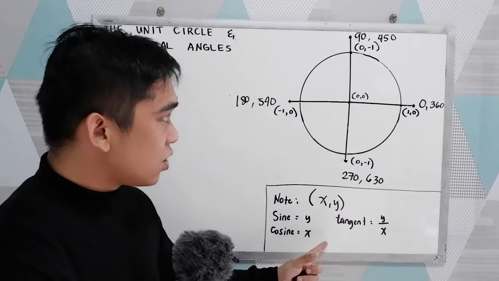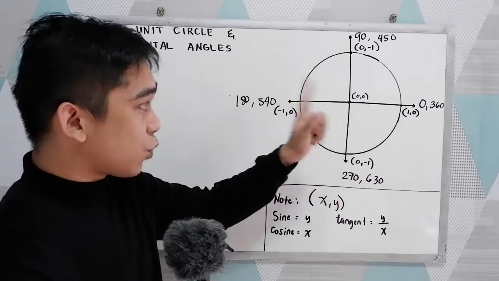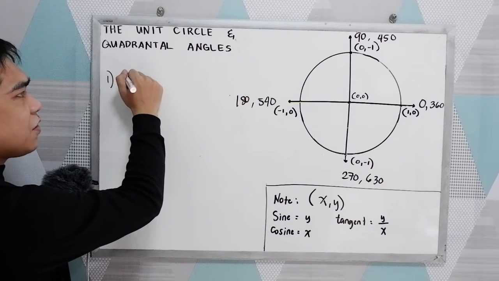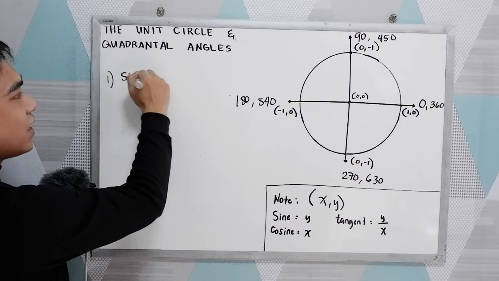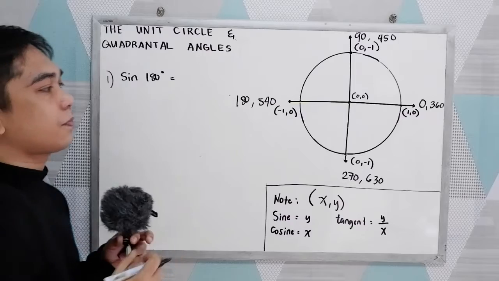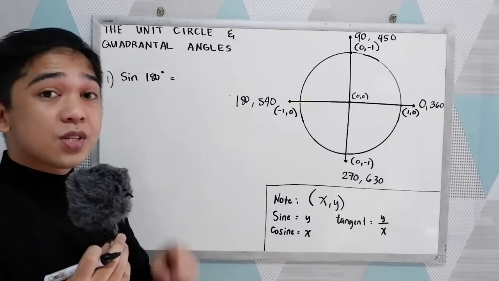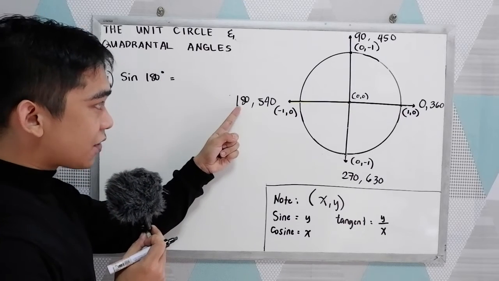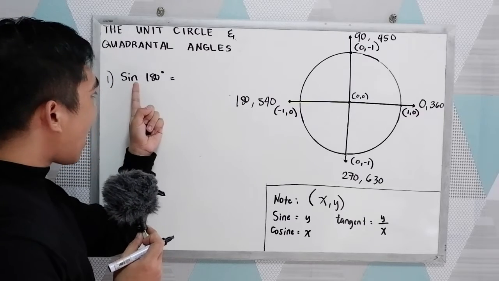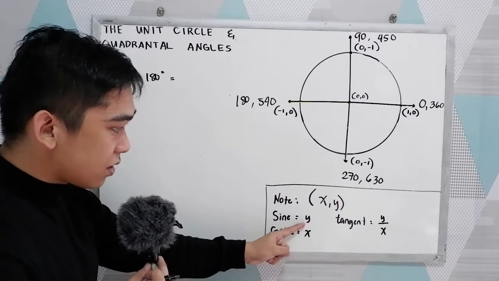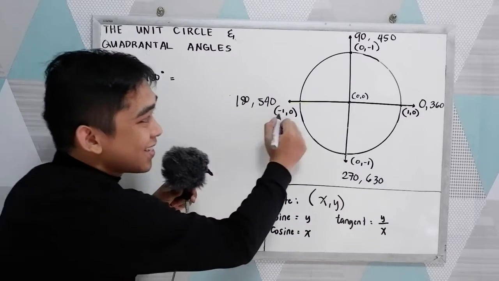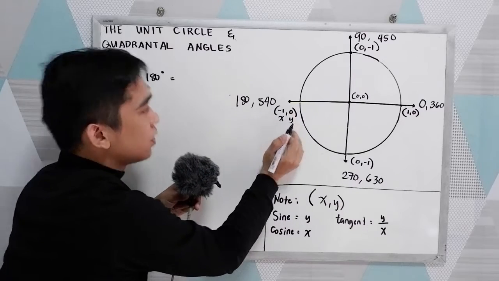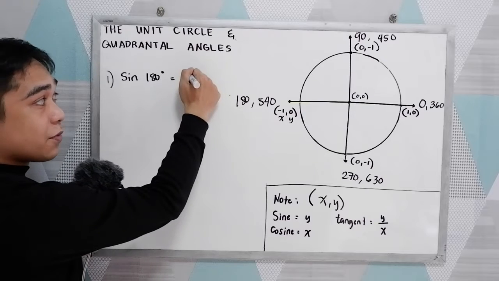Now to use this, using our unit circle and quadrantal angle, let's say you have the given, find the value of sine 180 degrees. So in this case, you don't need to use a calculator. So locate 180 degrees. So 180 is located here. Then sine. Sine indicates our y. So in our coordinate, this is our x and this is y. The value of y here is 0. So that means sine 180 is equal to 0.